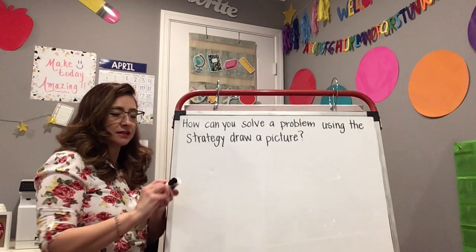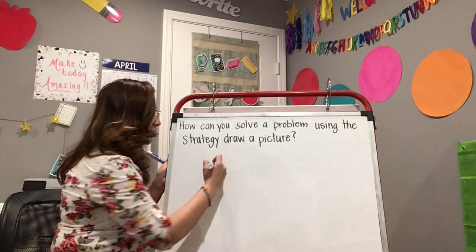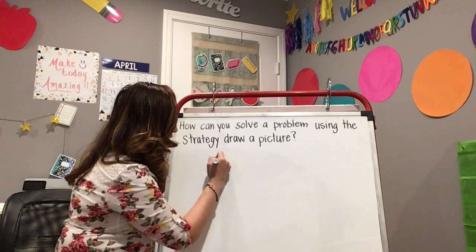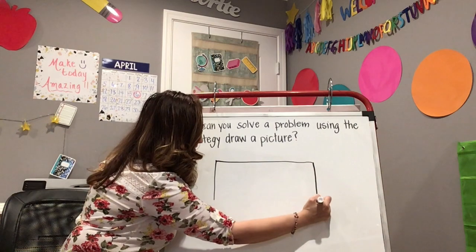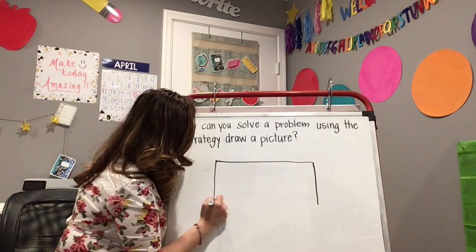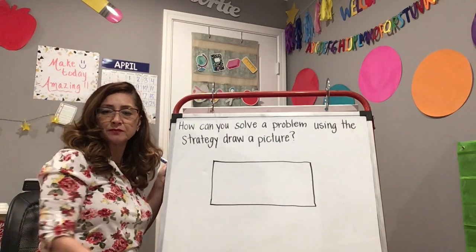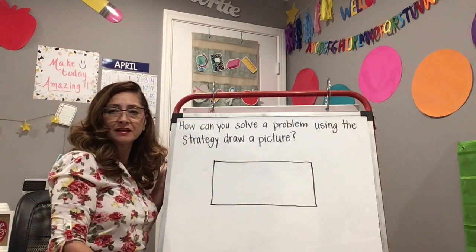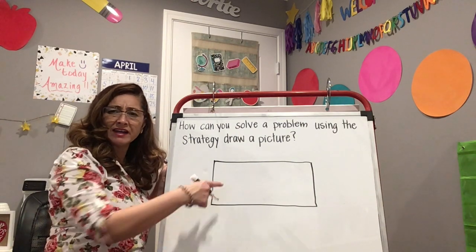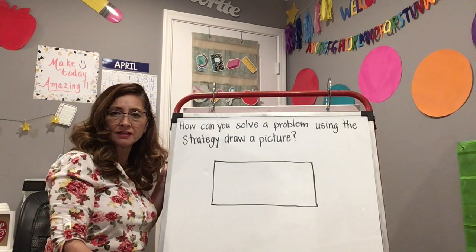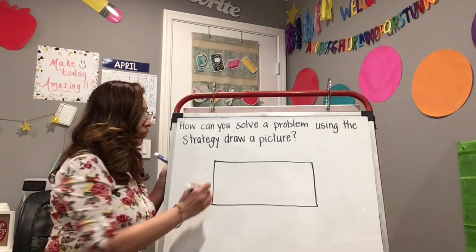So I want you to take a look over here. I'm going to draw a shape right here. And I think you boys and girls know what shape this is. Boys and girls, what shape do you see here? Yes, that's right. That's a rectangle. How many rectangles do you see, friends? That's right, one. Now, watch me.